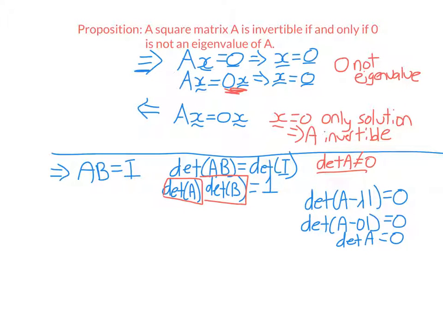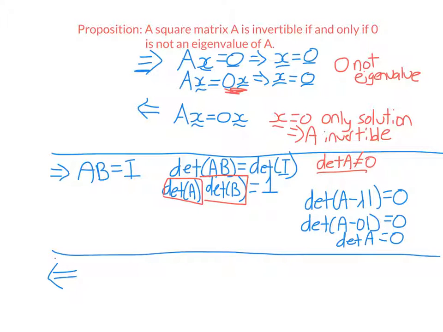So we've proved here that if A is invertible, it has a non-zero determinant. But if 0 is an eigenvalue, A must have a 0 determinant. So those things are contradictory. So if A is invertible, it cannot have 0 as an eigenvalue, because that would mean its determinant is 0, which we proved can't happen.